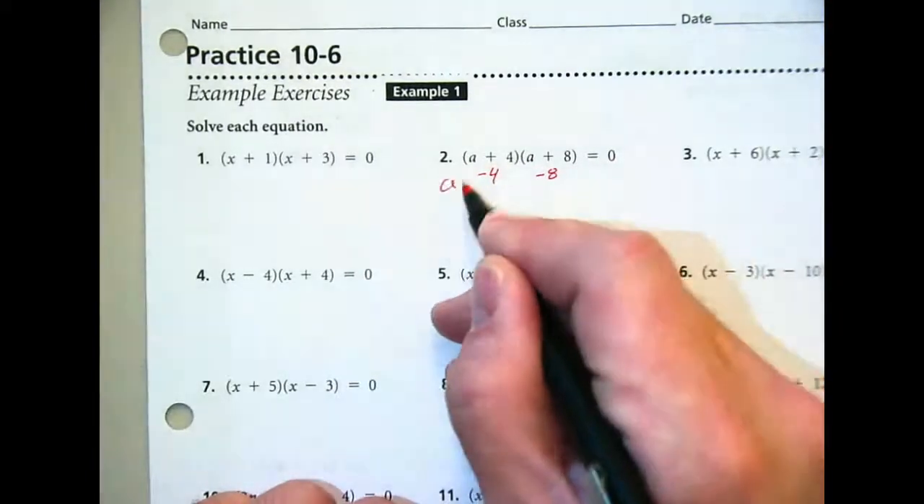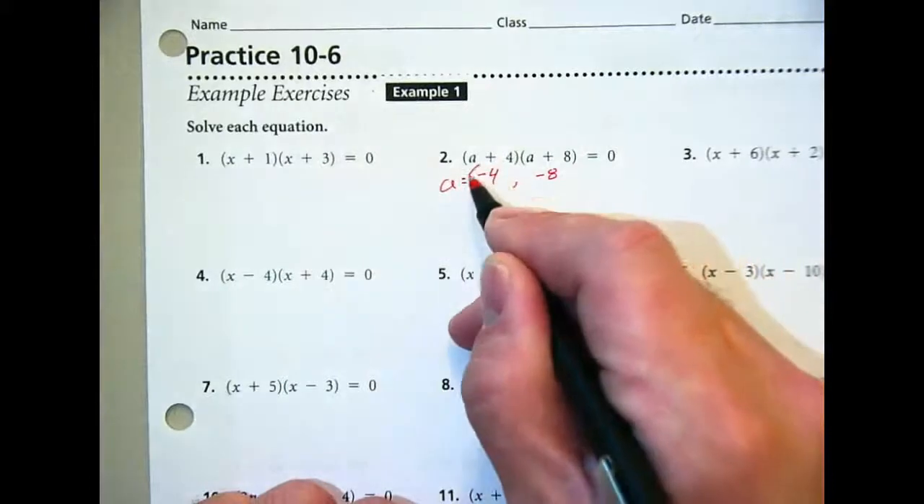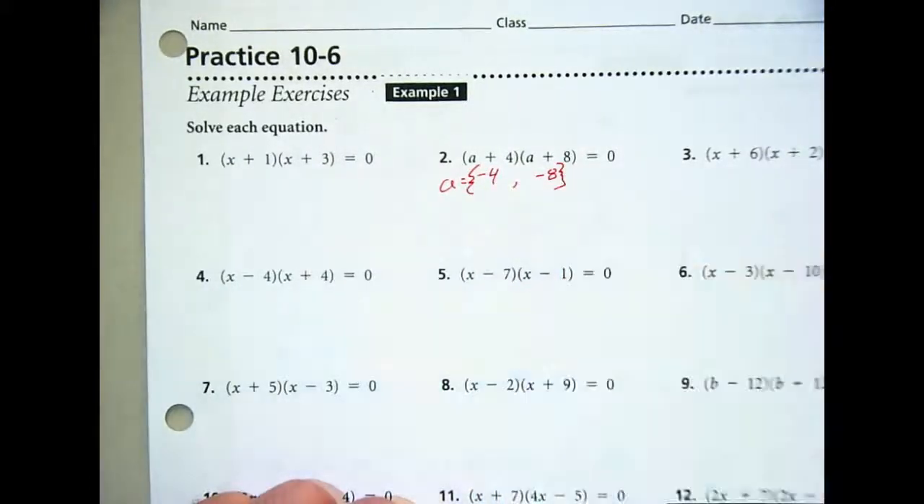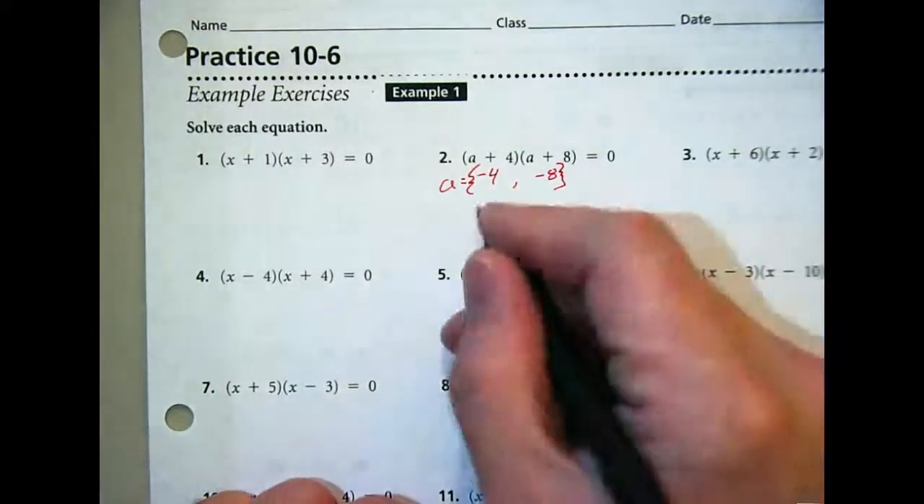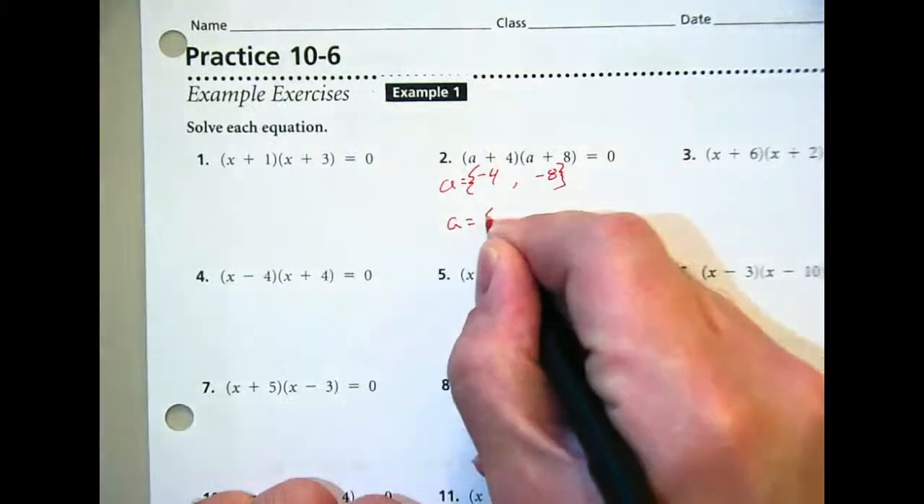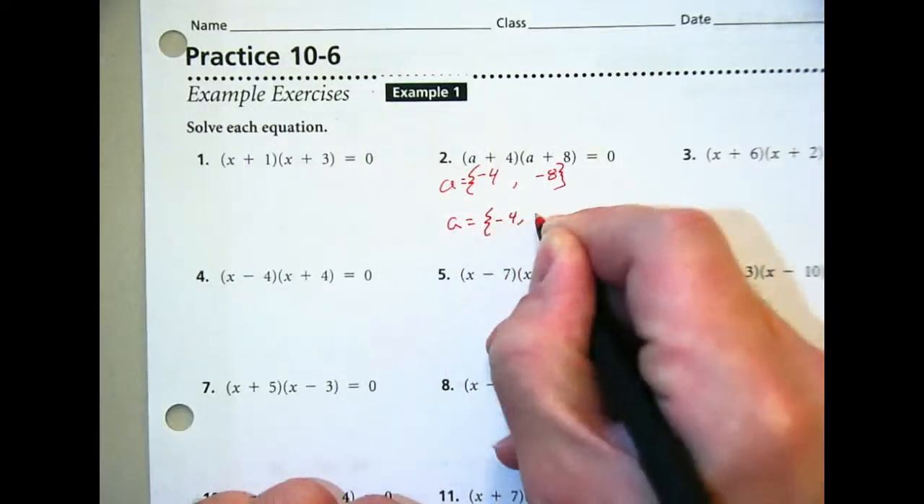So here, A equals negative 4 and negative 8. And actually, we could write that like that. That's called set notation. That's generally how we write it. A is equal to the set, negative 4 and negative 8.